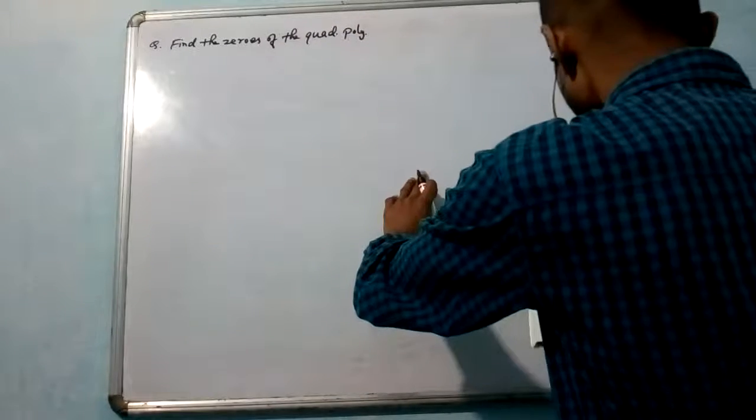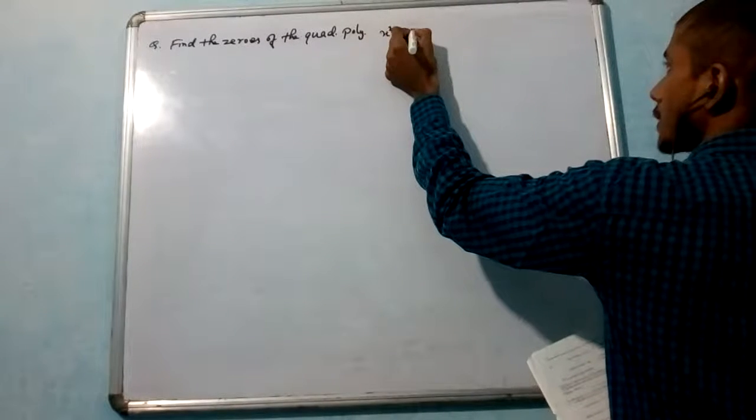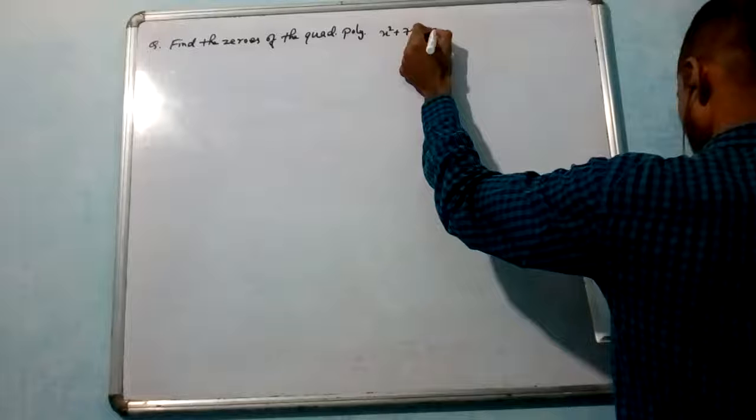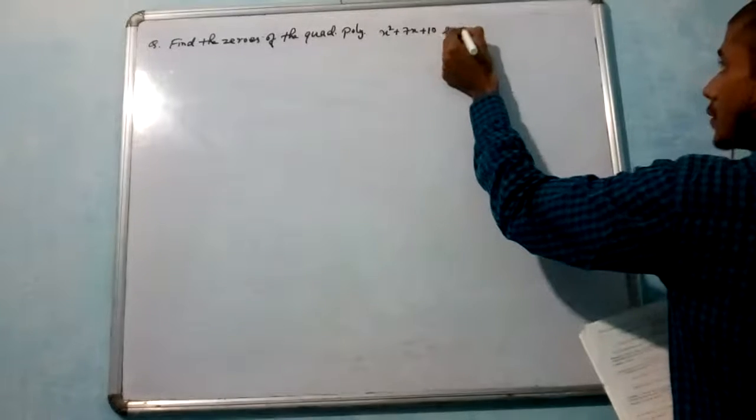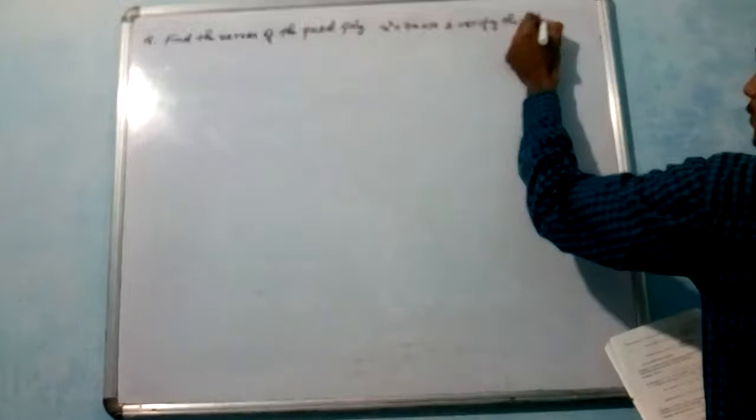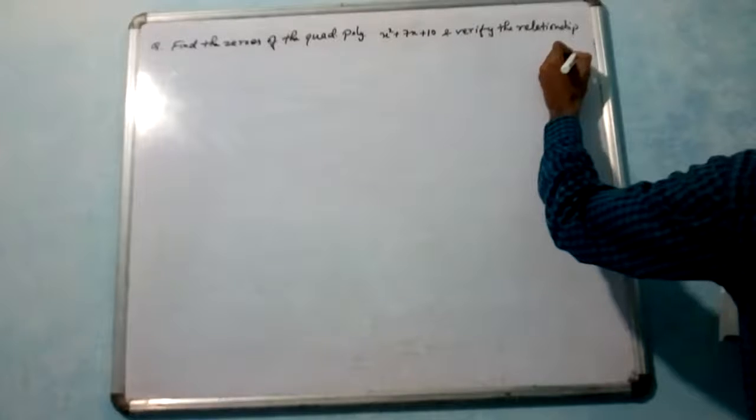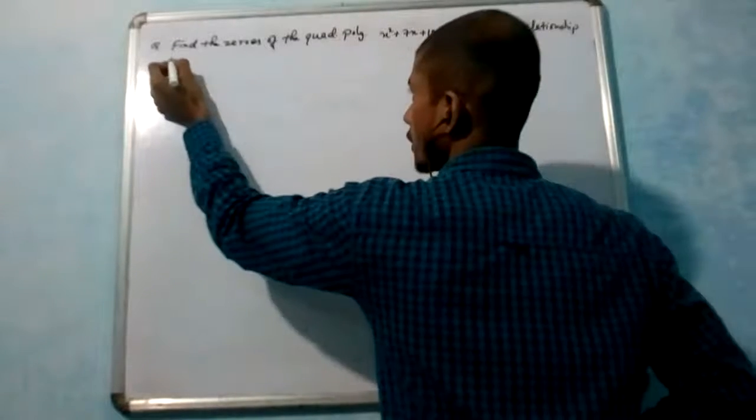Find the zeros of the quadratic polynomial x square plus 7x plus 10 and verify the relationship between the zeros and the coefficients.